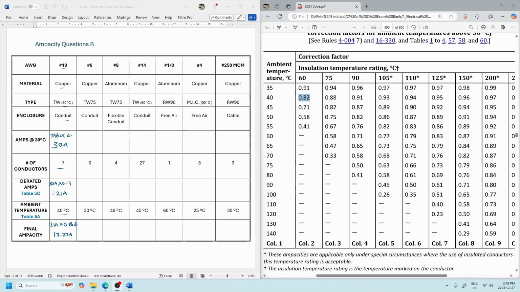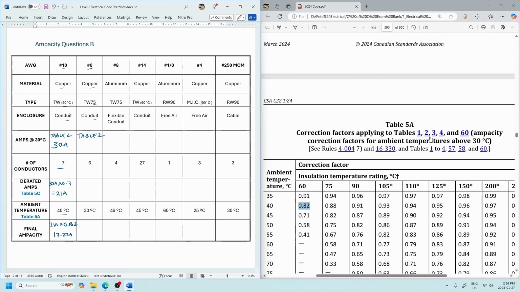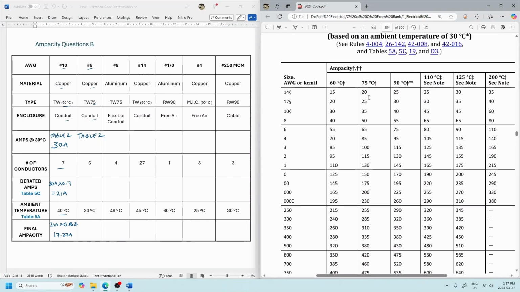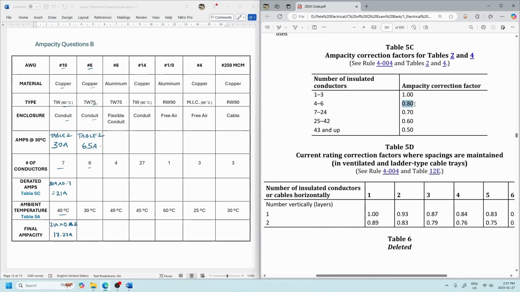Okay, let's take a look at the next one, guys. Number 6, copper in conduit. So we're again in table 2. We're in the 75-degree column. So if we look at the 75-degree column, let's go up to table 2. Number 6s, that's good for 65 amps. Okay, but it looks like we've got 6 conductors in that conduit there, so we got to go to 5C. For 4 to 6, we got a multiplier of 80%. So we'll take our 65 amps, multiply that by 0.8, and 65 times 0.8 gives us 52 amps.